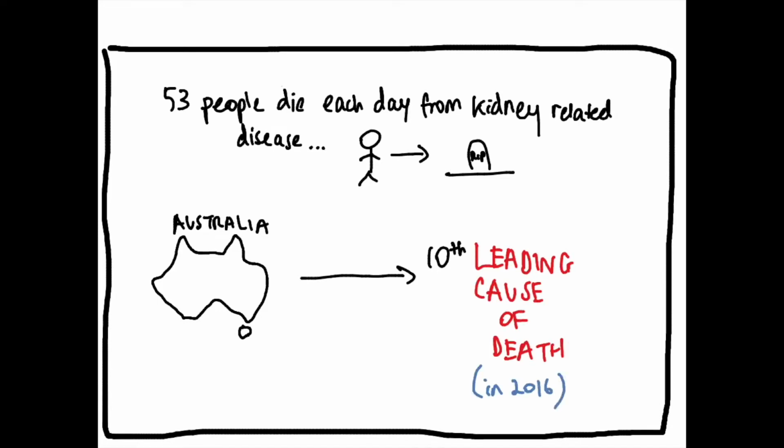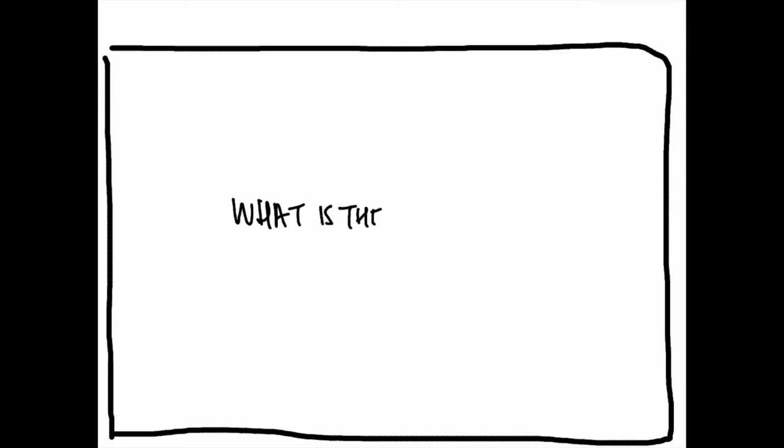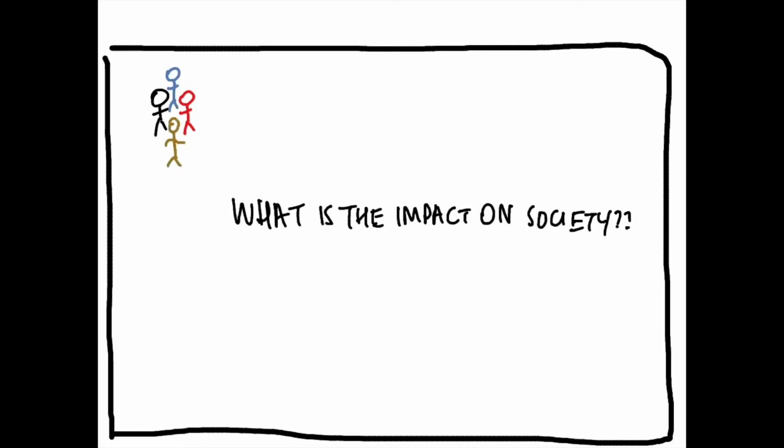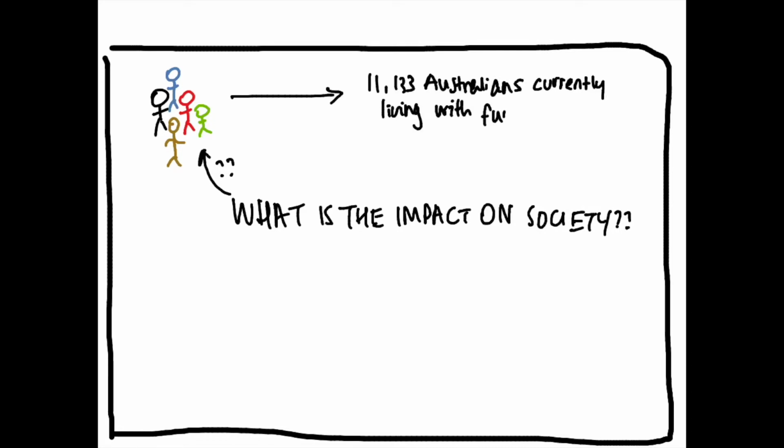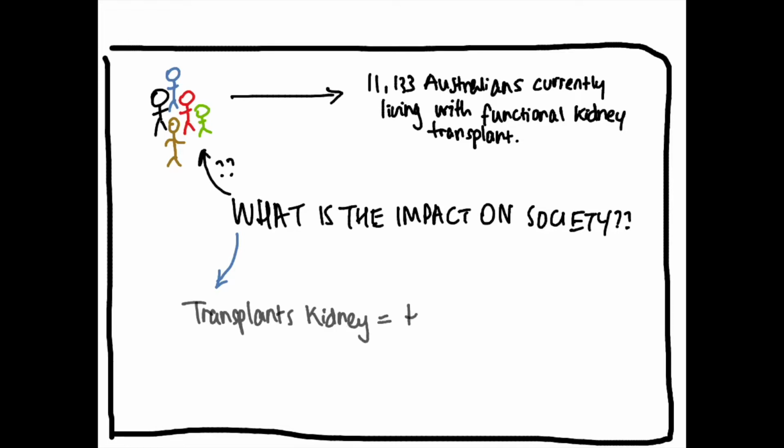Now you're probably wondering, what is the impact of transplants on society? Currently, there are 11,133 Australians living with a functional kidney transplant. Kidney transplants extend the life of the individual and have high survival rates. The average cost of receiving dialysis in hospital is almost $80,000 per person. This money is coming directly from the taxpayers' pockets and is a big society issue that can be addressed through transplantation.